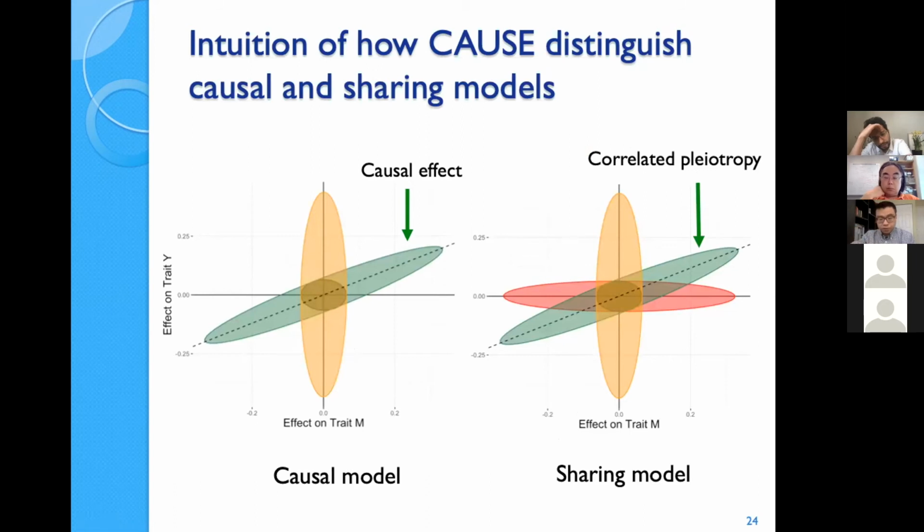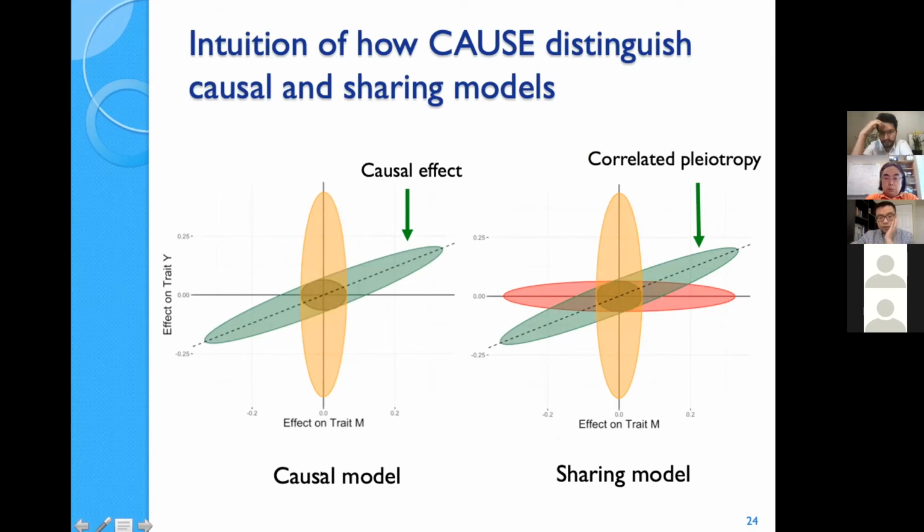If gamma is not equal to 0, that's the causal model: there's a causal effect. If gamma equals 0, that's the sharing model. In that case, there's no causal effect, but the two traits M and Y may share some genetic basis, if some confounder can affect them both.